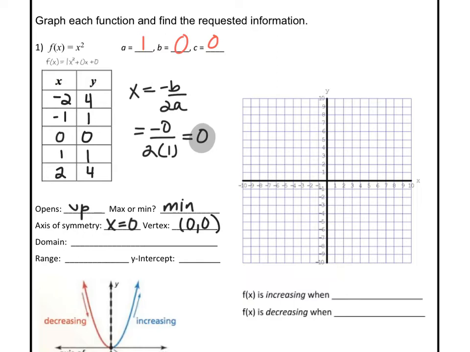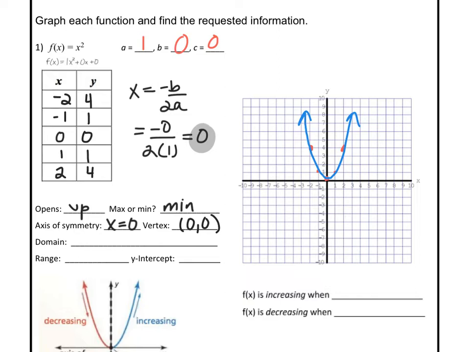We're going to go ahead and graph this table as 5 points. So negative 2, 4, negative 1, 1, 0, 0, 1, 1, and 2, 4. And whenever you're done, it should match what it looked like on Desmos. Please make sure your graph has arrows.